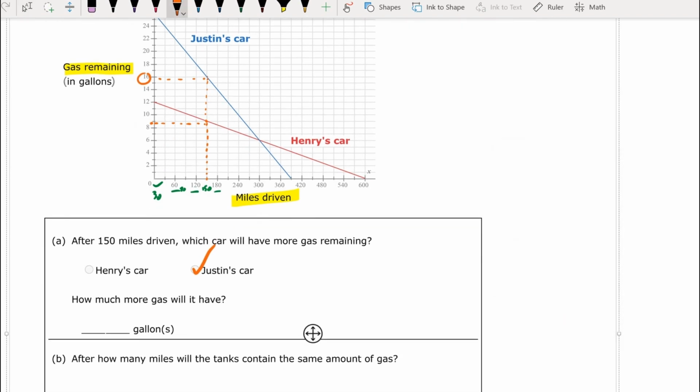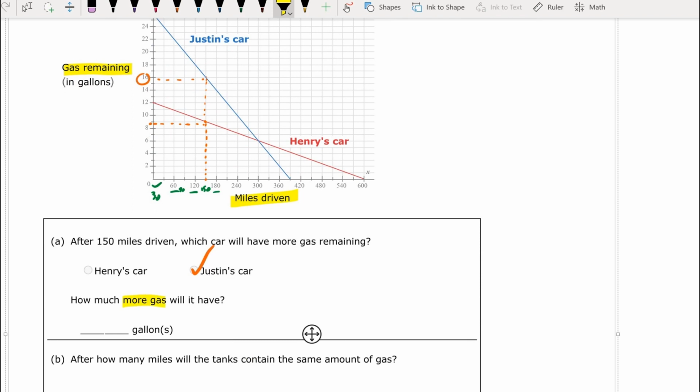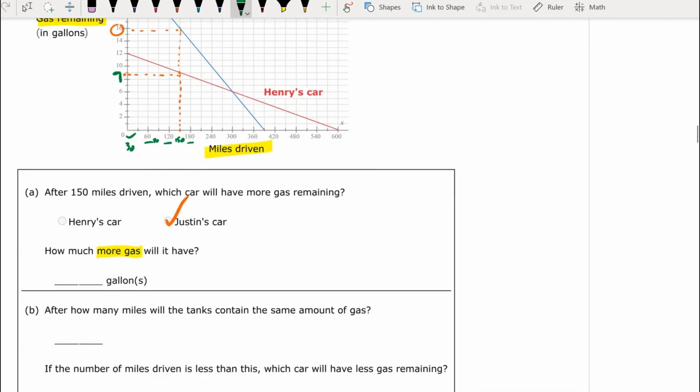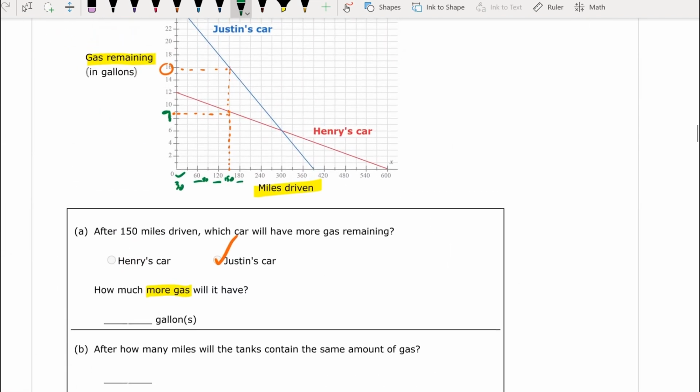How much more gas will it have? Be careful on this one. They say how much more gas. So let's compare the two gas tanks. Justin has 16 and Henry has 9. So that will be 16 minus 9. That will be about 7. It is 7 gallons more.